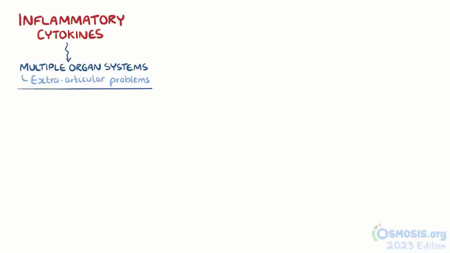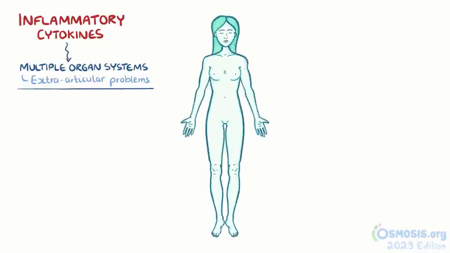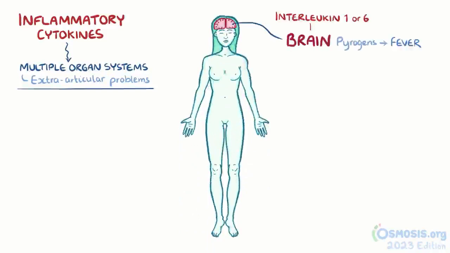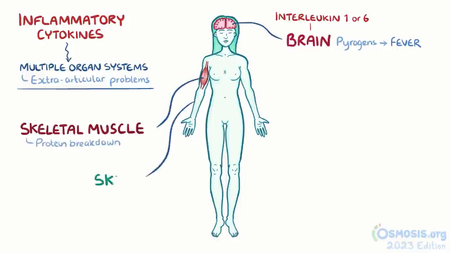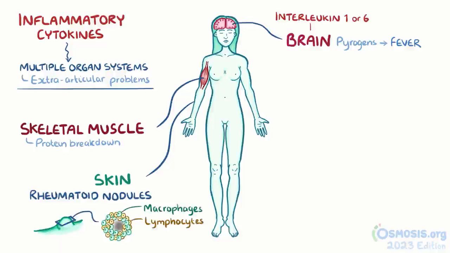But these inflammatory cytokines don't just stay within the tight joint space. Instead, they escape through the bloodstream and reach multiple organ systems, causing extra-articular problems, meaning problems beyond the joint space. For example, interleukin 1 or 6 travel to the brain, where they act as pyrogens, inducing fever. In skeletal muscle, they promote protein breakdown, and in the skin, as well as many visceral organs, they lead to the formation of rheumatoid nodules, which are round-shaped collections of macrophages and lymphocytes with a central area of necrosis, or tissue death.